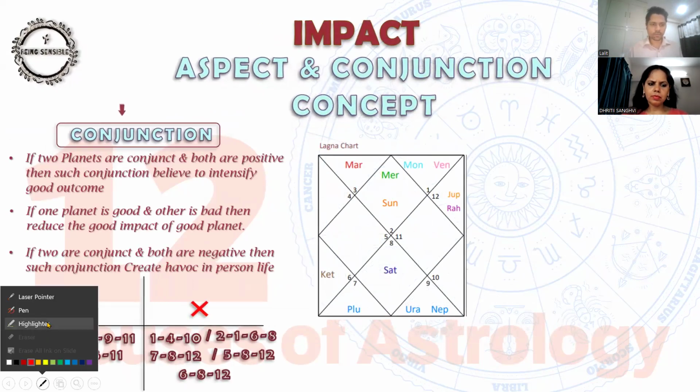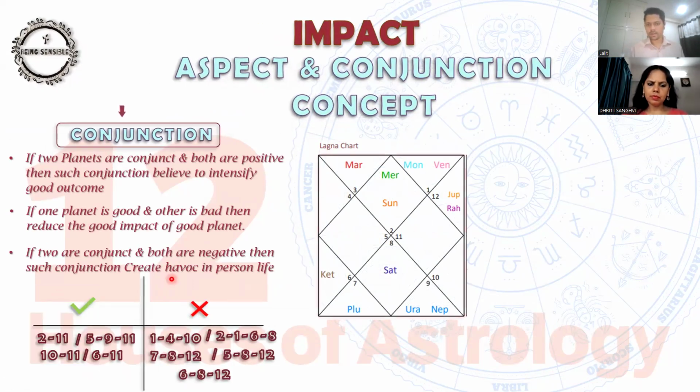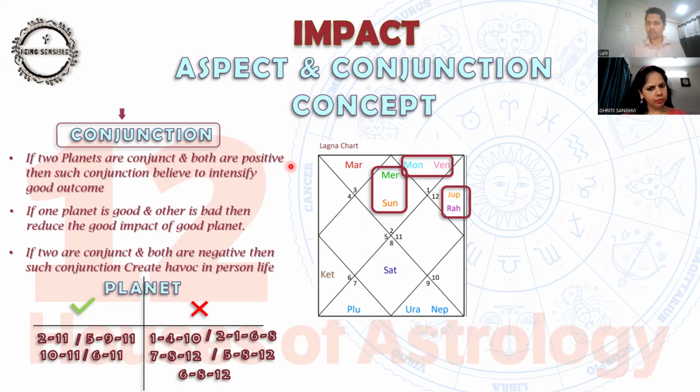So this is a few concept in this scenario. Just like Moon and Venus are conjunct in 12th house. It doesn't matter in which house they conjunct. Mercury, Sun in first house, Jupiter and Rahu in second, 11th house. So if two planets conjunct together and both are positive, they intensify the outcome. Likewise, if one planet is good and the other planet is bad, it reduces the good impact. And last, if both are not good, it creates problems in life.